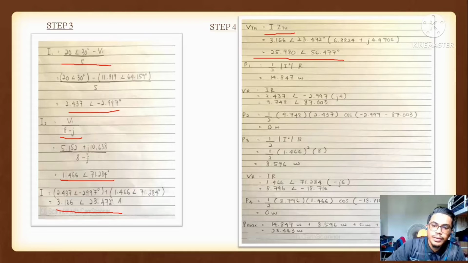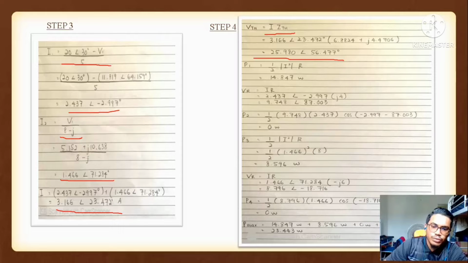The first component, P1, is the resistance R1. This is our R for R1. The formula is 1/2 multiplied by I squared and multiplied by R. At the first place we use I1, which is 2.437, and multiply by 5 for P1, the power, because this is the first component. For the second component we must find the VR first.